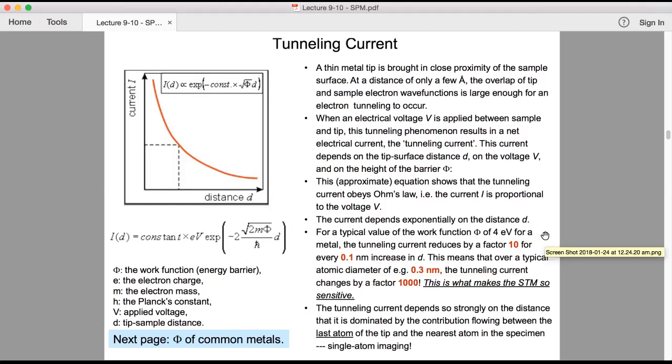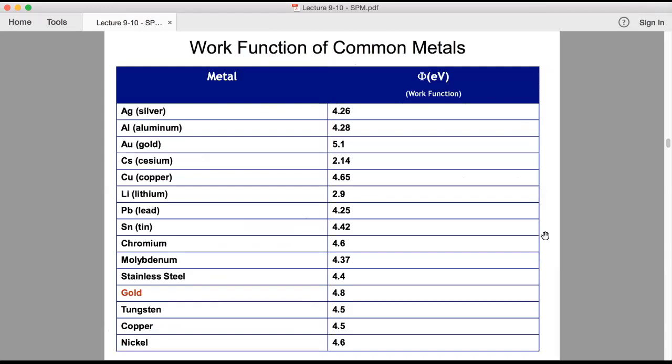Over a typical atomic diameter, that is around 0.3 nanometers, the tunneling current changes by a factor of 1,000. So this is what makes the STM so sensitive, and we can use it in high resolution imaging. The tunneling current depends so strongly on the distance that it is dominated by the contribution flowing between the last atom of the tip and the nearest atom in the specimen. So this enables us to do single atom imaging, right?